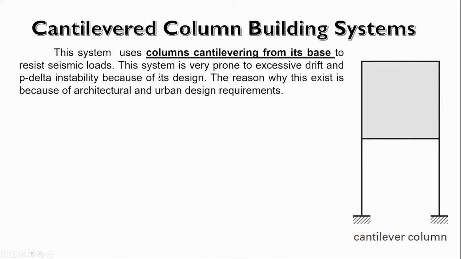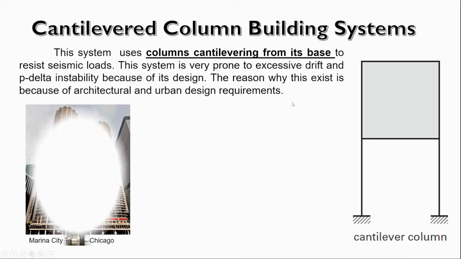So this is a very weak system. You can see the overstrength factor of cantilevered building systems. Later you can see that it's the smallest of all overstrength factors. So don't use this as long as other systems are permitted, but this system exists because of architectural and urban design requirements. So let's see some examples, because there really is an existing cantilevered column building system, with the columns cantilevering from its base.